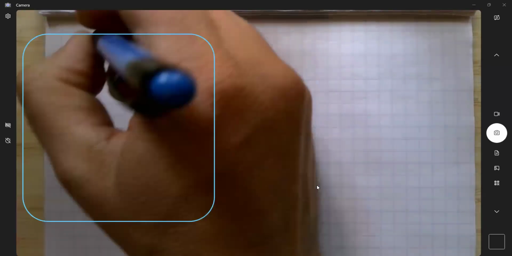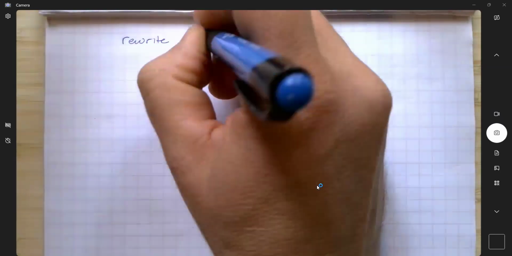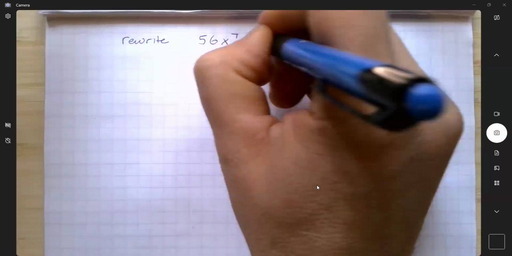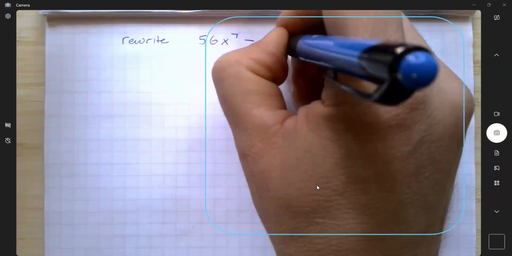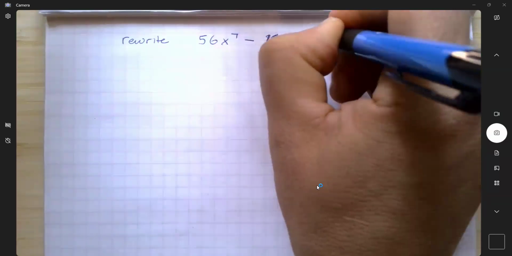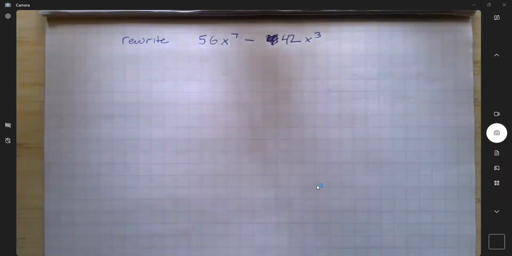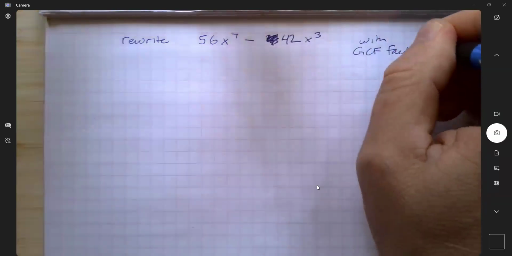Let me do another example. Let's rewrite 56x to the 7th minus 42x cubed, with the GCF factored out.